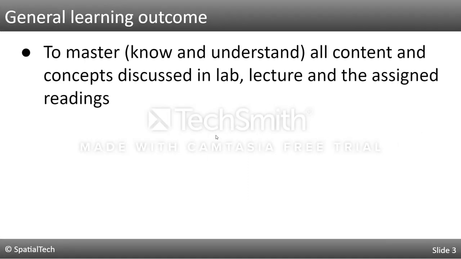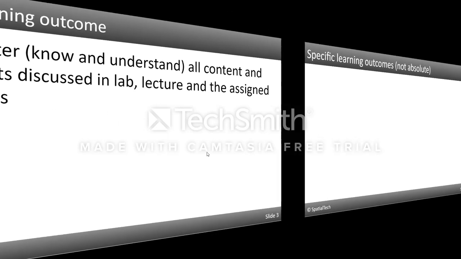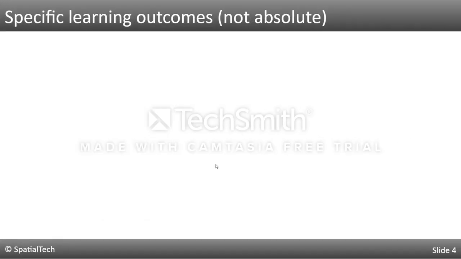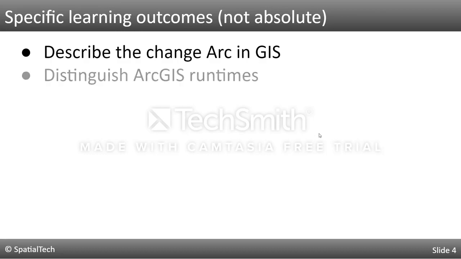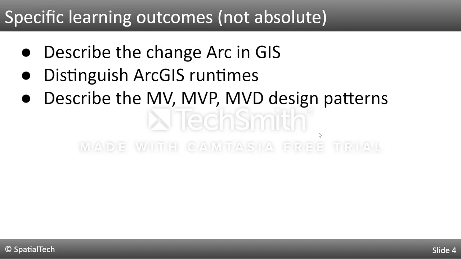The general learning outcome is to master, know and understand all content and concepts discussed in lab, lecture, and the assigned readings. Specific learning outcomes, although not an absolute list, are to describe the change arc in GIS, distinguish ArcGIS runtimes, and describe the MVC, MVP, MVD design patterns. So model view presenter, model view delegate.